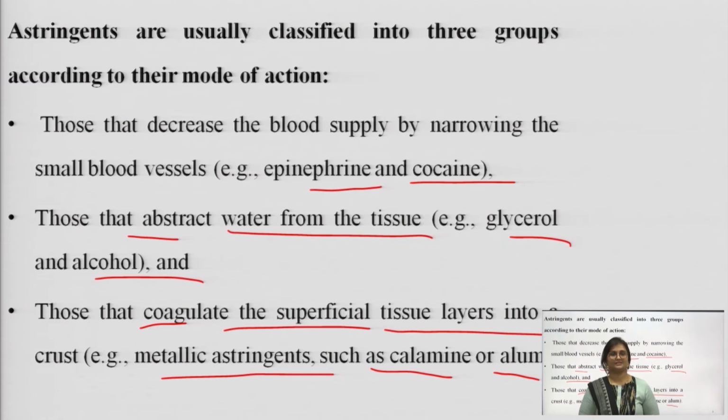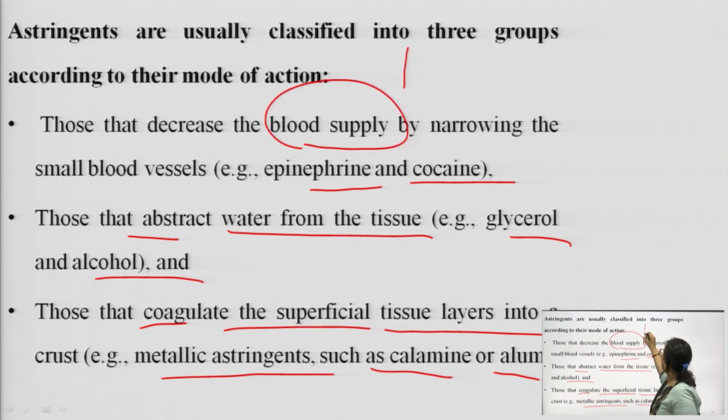Astringents can be classified into three major groups. We shall just have a brush up and then we will look into the examples of astringents. Astringents are usually classified into three major groups according to their mode of action. Number one, those astringents that decrease the blood supply.